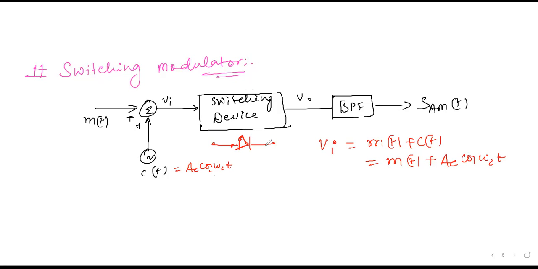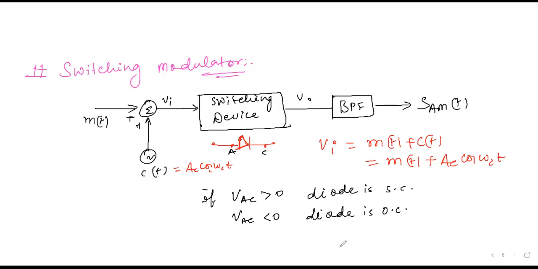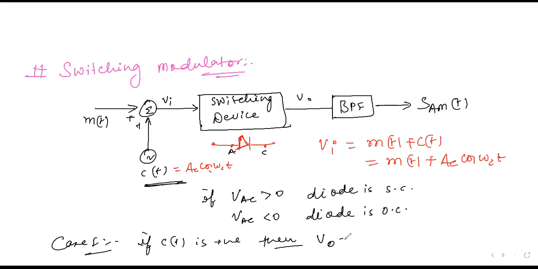Okay. And basically, as you know that if diode is your ideal diode, this is anode potential, this is cathode potential. So if VAC is positive, diode is short circuited. If VAC is negative, diode is open circuited. So if carrier signal is positive, then diode is short circuited, then V0 becomes VI. So for case 1, if C of t is positive, then V0 equal to VI. Why? Because diode is forward biased.